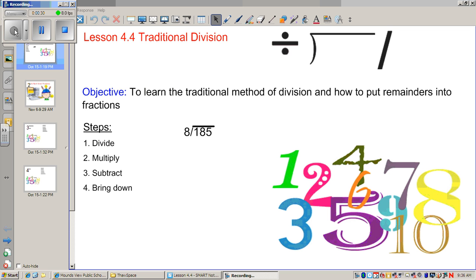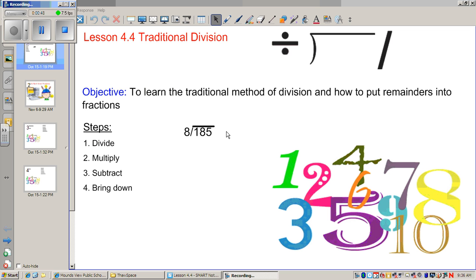So here are the steps, and I want to go through them. Divide, multiply, subtract, and bring down. And at the top, here are those different symbols I talked about yesterday in our lesson. All of these mean division, or to divide. So that's important to remember. So our first problem here is 8 into 185.